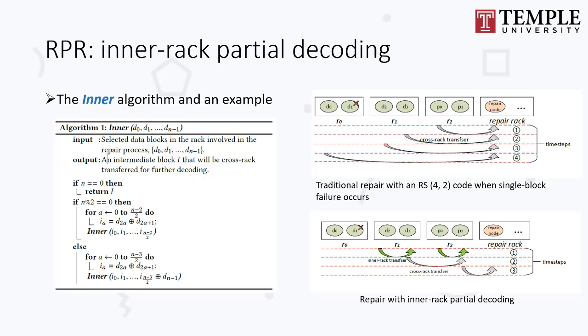So as we introduced before, the inner rack bandwidth is around 10 times the cross-rack bandwidth. So the cross-rack transfer time step is around 10 times the inner rack transfer time step. So with partial decoding deployed, now the total repair time or the total transfer time is only half of the traditional repair.